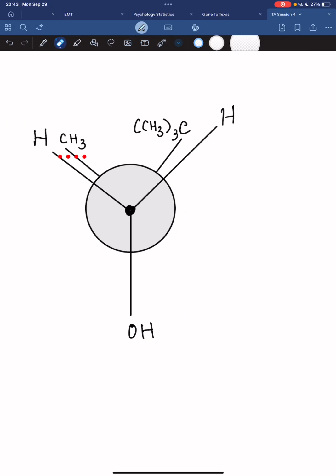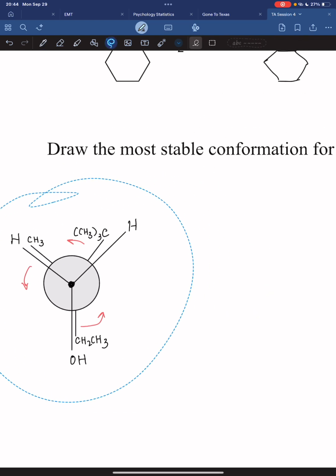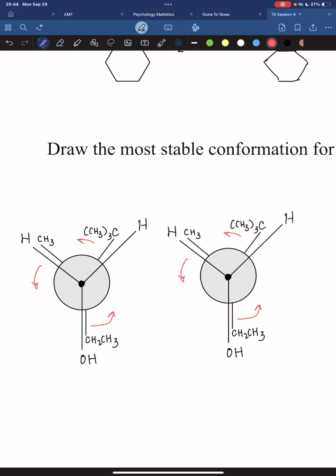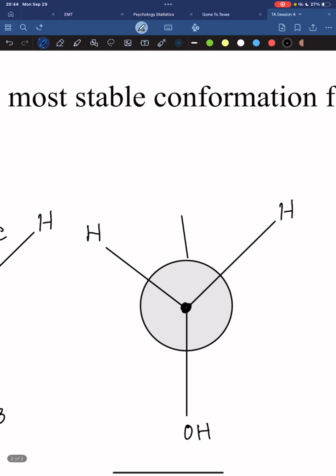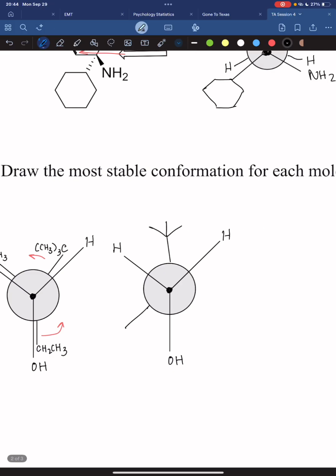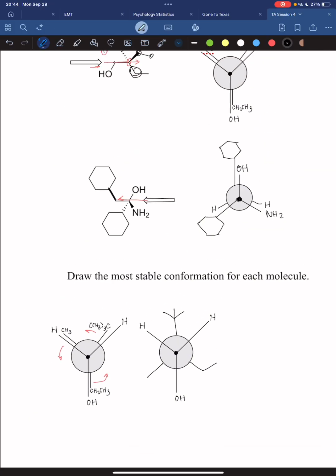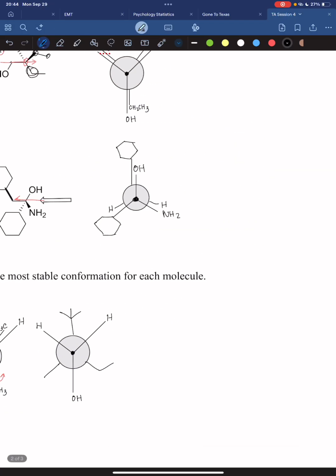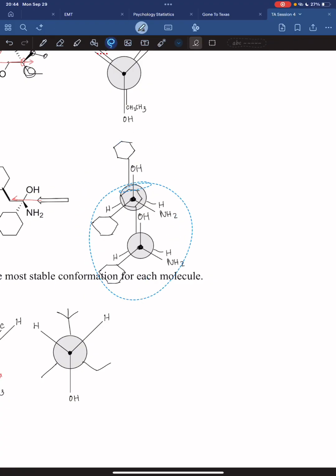So all we've got to do is just rotate this a little bit. So I'm just going to rotate it over just a little bit. And this time, since I have the space, I'll go ahead and just draw the substituents out. There we go. We had a methyl over here. We have an ethyl right there. That's our most stable conformation for that molecule. Let's take this one.